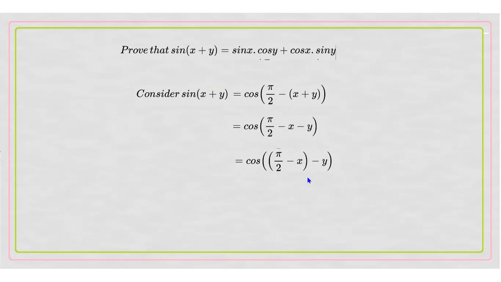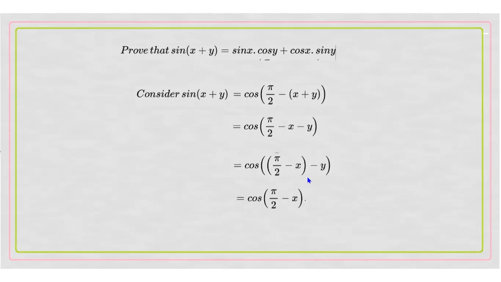At this stage, you apply the cos of x minus y formula, where x is pi by 2 minus x and y is y itself, and you can apply the formula cos of pi by 2 minus x into cos y plus sin of pi by 2 minus x into sin y. We have applied the formula cos of x minus y at this level.